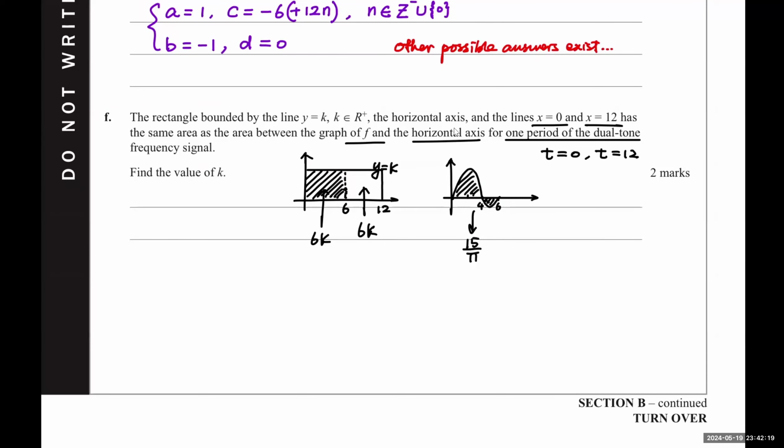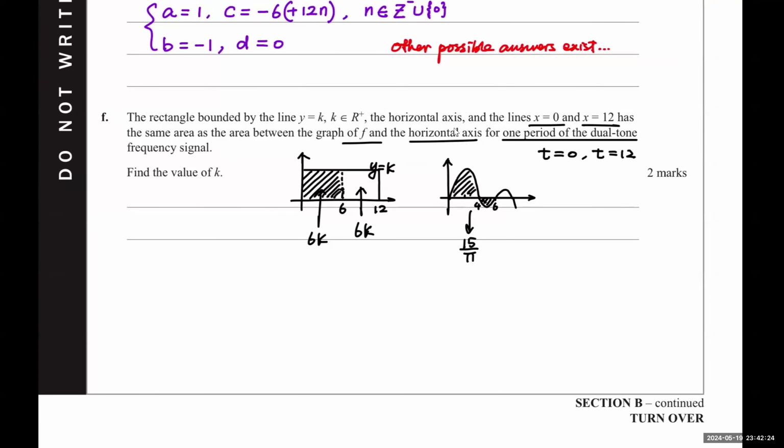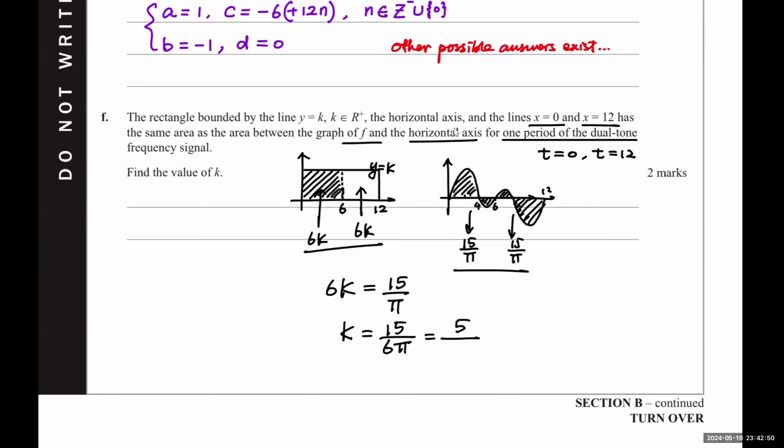So if I duplicate another half cycle here, it's like this and that, isn't it? Okay, so that's 12. So these two parts will also give me 15 over pi. Therefore, I would like 6k plus 6k equals 15 over pi plus 15 over pi. So half each, you will get 6k equals 15 over pi. Therefore, k equals 15 over 6 pi, and it simplifies to 5 over 2 pi. Okay? So that is the answer intended, I suppose.